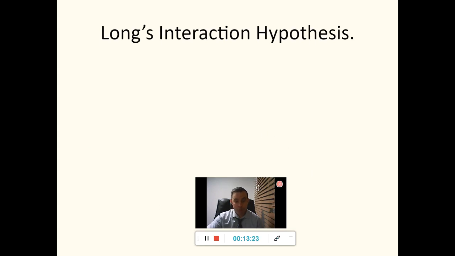Which brings us to Long's interaction hypothesis. So you can think of it in this way. You can think of input plus output equals interaction. You're going to see a lot of similar things here. You'll see something that's a little bit different.